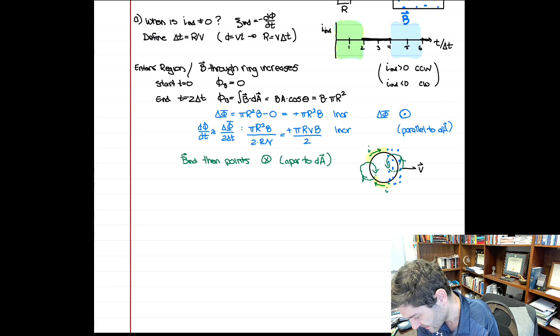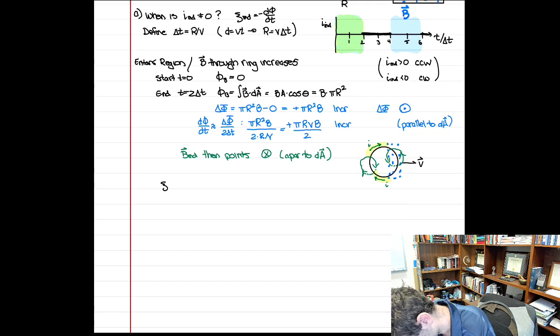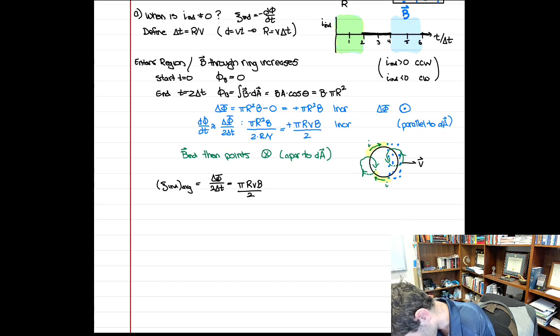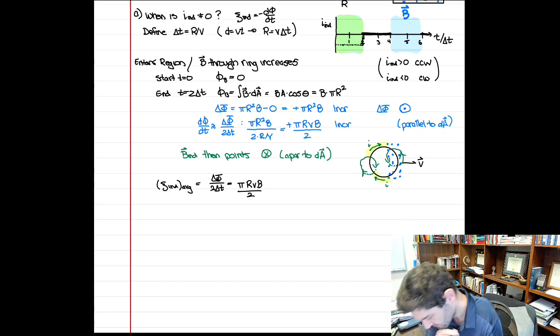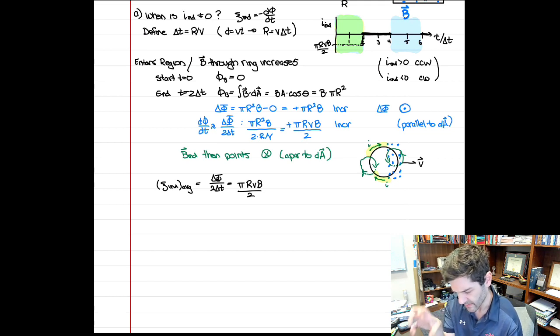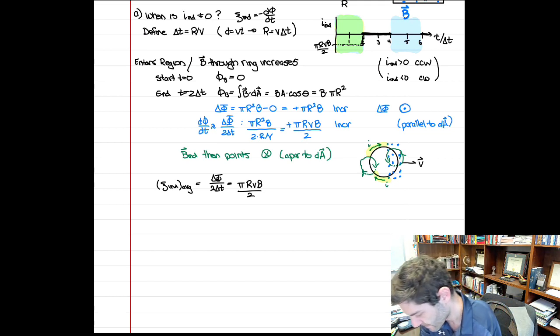Now we can think about when it is going to be maximized. So the magnitude of the induced EMF, really this is the average value, is equal to the approximation we had for the derivative, which we wrote down as pi RVB over 2. Now that's the average value, so we could have some sort of average value here that does something like this, then drops to 0. So this would be pi RVB over 2. And again, I'm just saying clockwise negative, counterclockwise positive.